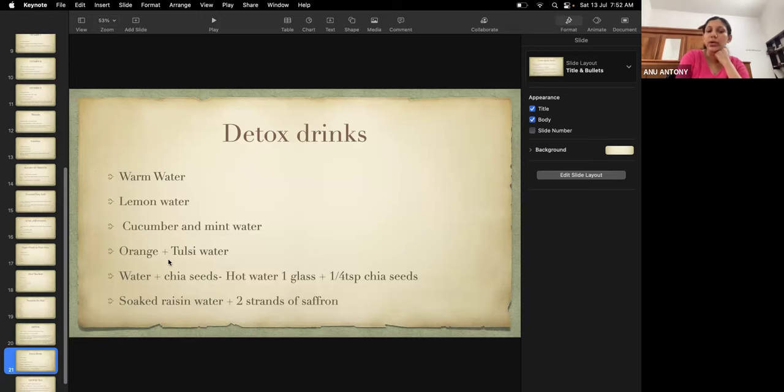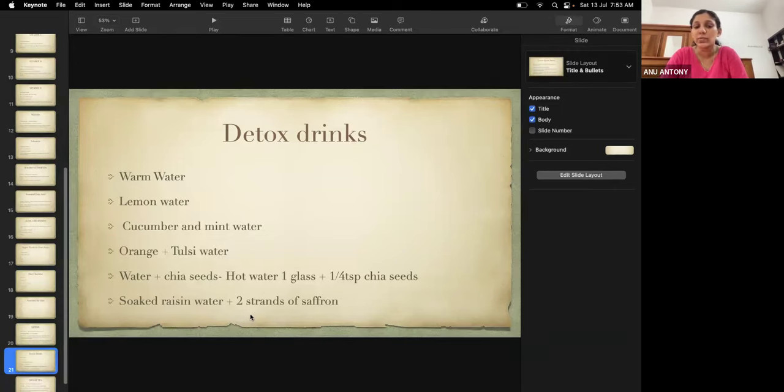Orange and tulsi water. 1 or 2 slices of orange and a few tulsi leaves you can add. You can choose any one in a day for daily usage. Then water plus chia seeds in hot water, 1 glass. That is a morning drink you can choose. Hot water, chia seeds, you need not soak them. You can add them raw. Chia seeds dosage should be 1/4 teaspoon, not more than that.